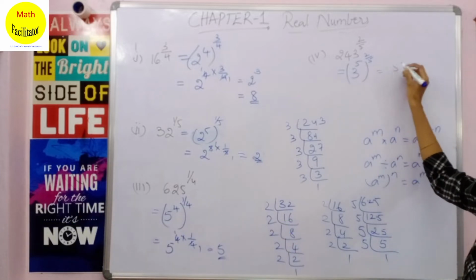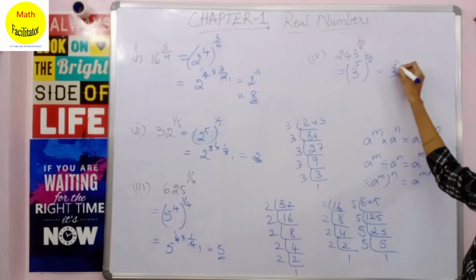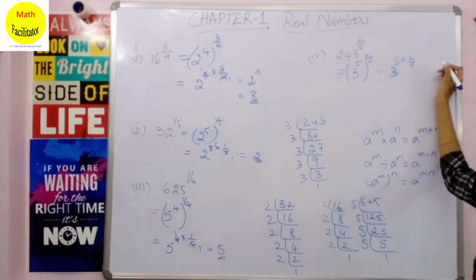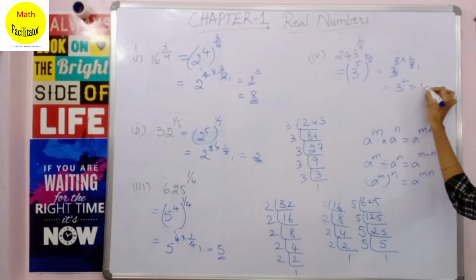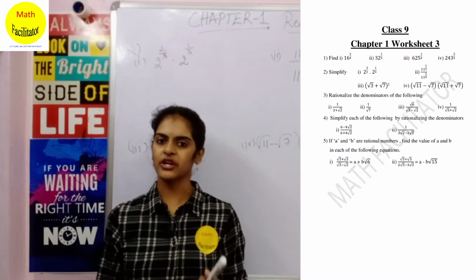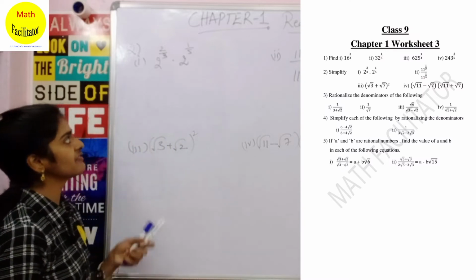So it is 3 to the power 5 into 2 by 5. Okay, so it is 5 1s are 5, 1s are... So it is 3 square. 3 square is nothing but what? 9.